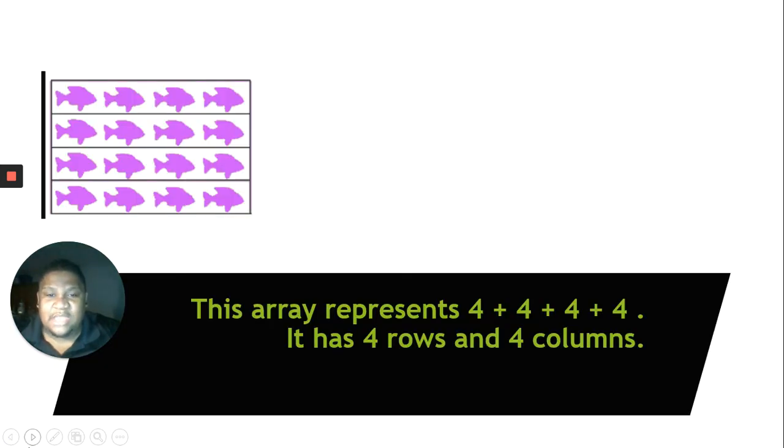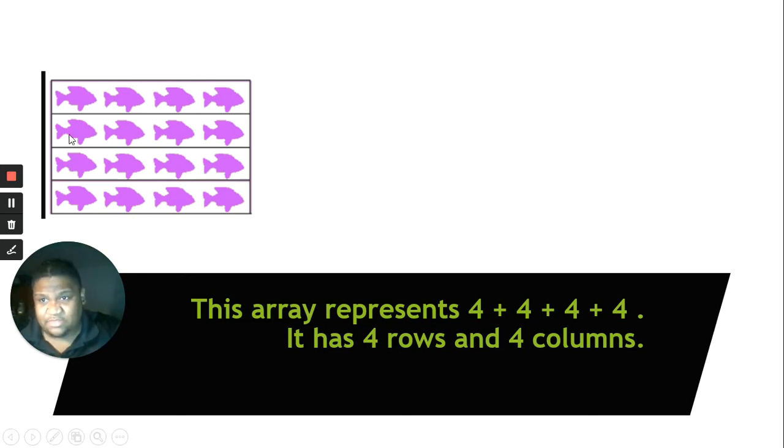All right, let's move on to another one. This array represents 4 plus 4 plus 4 plus 4. And it has 4 rows and 4 columns. Let's look at the rows. 1, because they're going left to right, 2, 3, 4. So it has 4 rows.